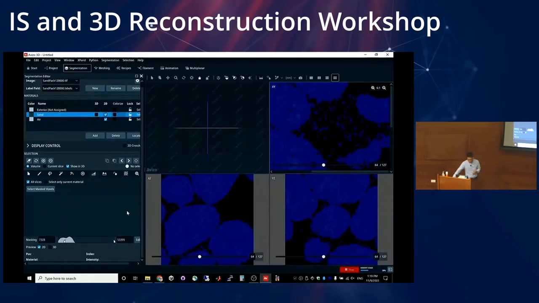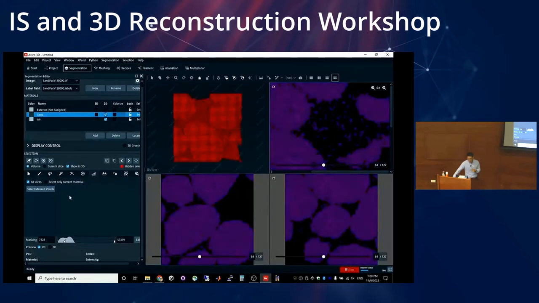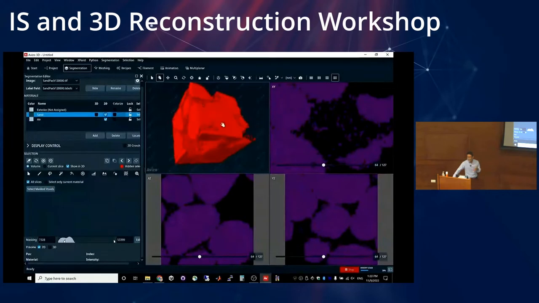So, I can show you here first. Let's try to segment it just like this. Again, I'm just showing you this now. We'll go through this step by step later. So let's say I'm happy with this selection or with this range. I click select masked voxels, and that will highlight the region that I'm interested in right now.